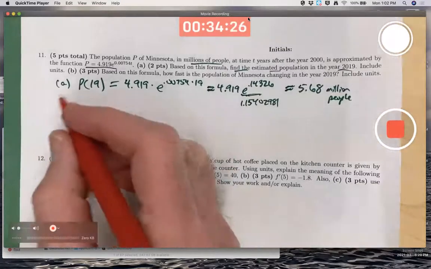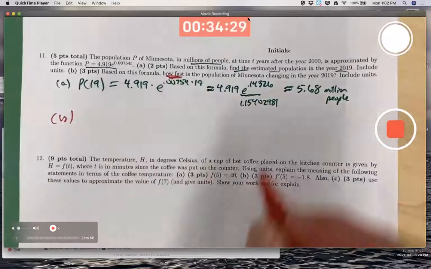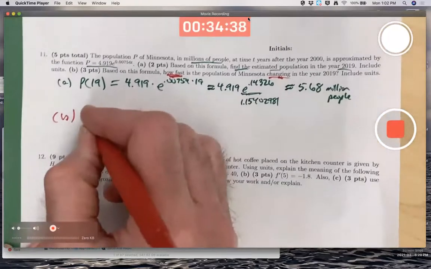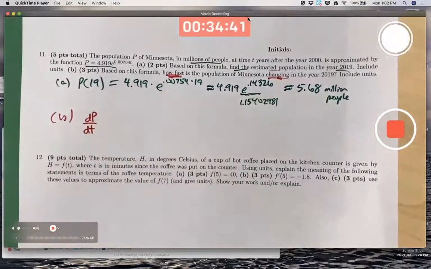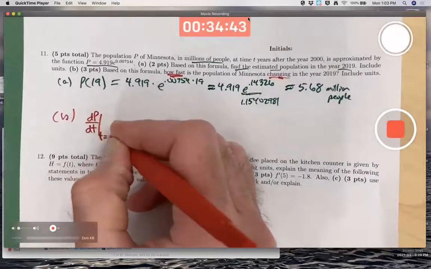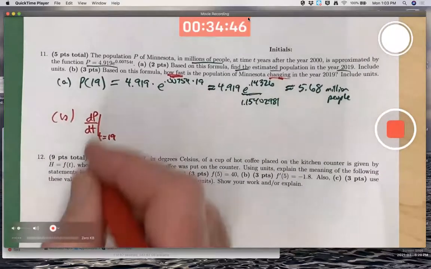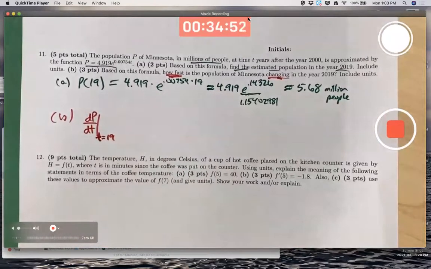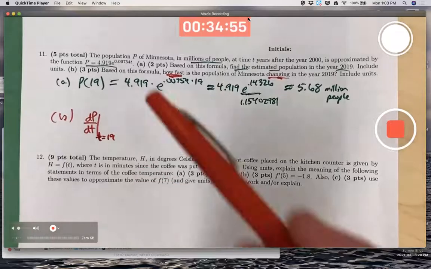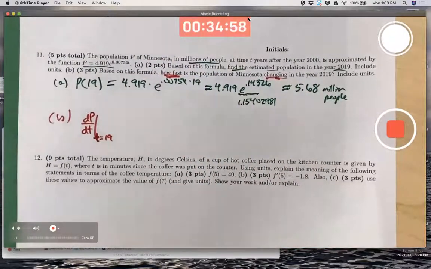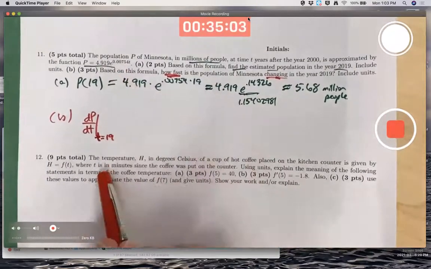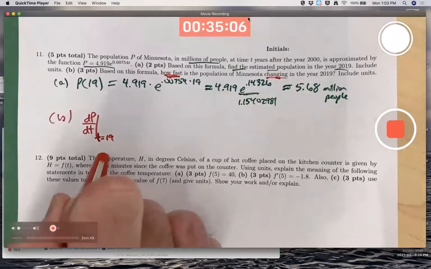Part B is where you actually do the calculus because you're trying to find out how fast it's changing, a rate of change, a derivative. You're trying to find dP/dt, if we want to use Leibniz notation, evaluated at t equals 19. That vertical line and then writing t equals 19 means find the derivative first and then plug in 19. Don't plug in 19 first. If you plug in 19 first, you get a number and its derivative would be 0, but that's not what we're doing. We need to think about the function and differentiating it first before plugging in the 19. So the evaluating at t equals 19 is done at the very end.